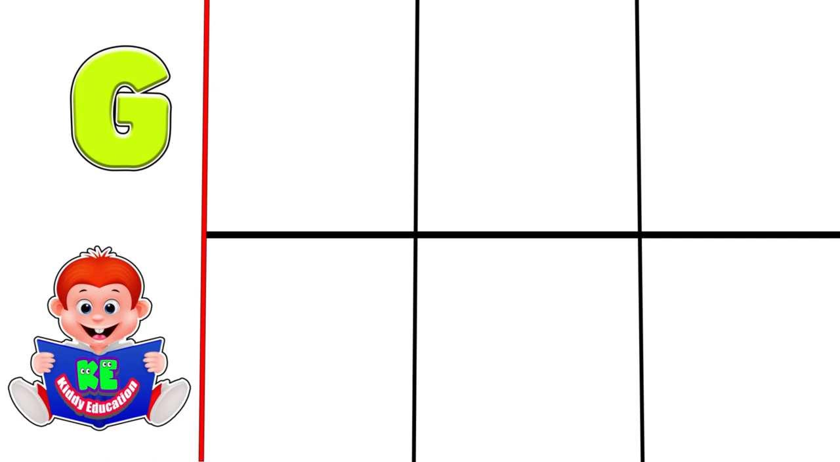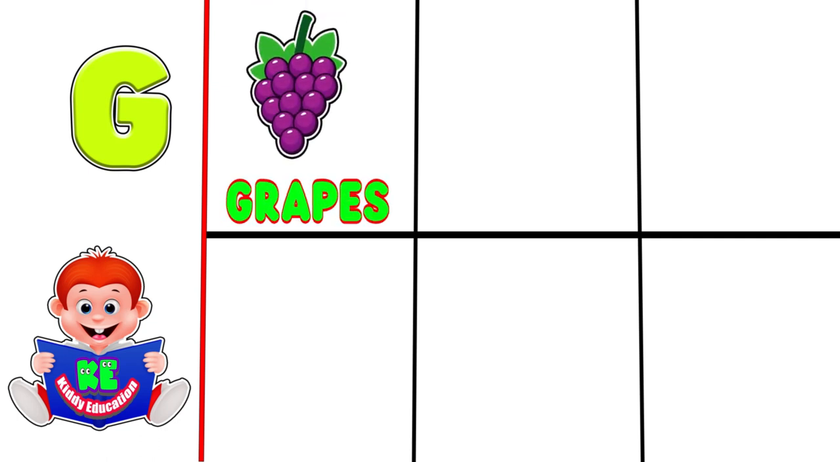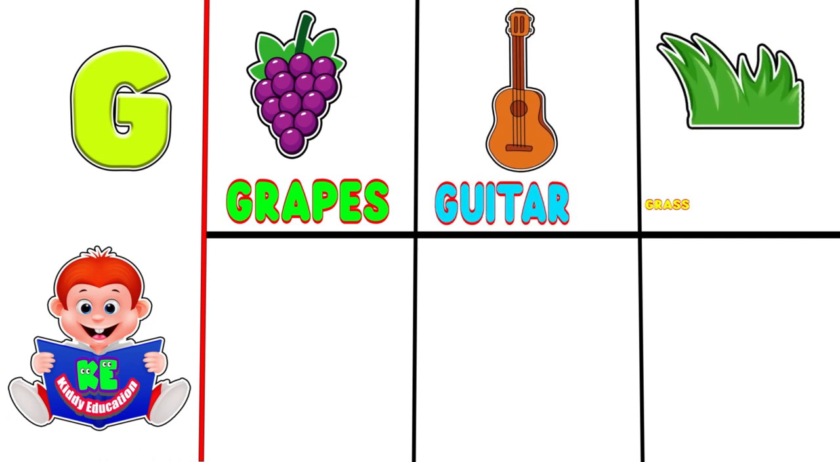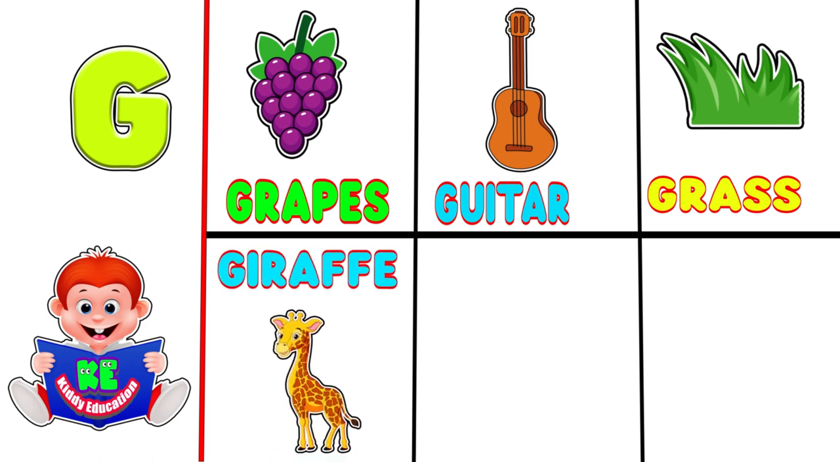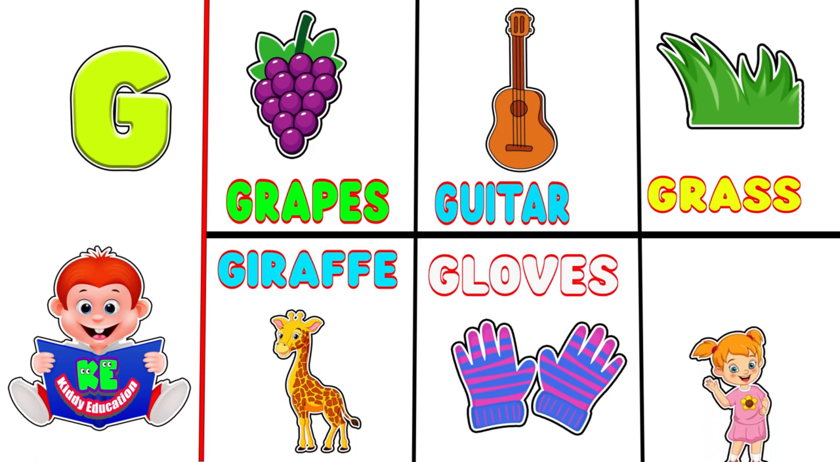G. G is for grapes. Guitar. Grass. Giraffe. Gloves. Girl.